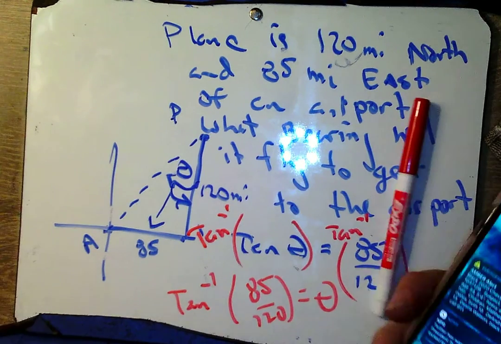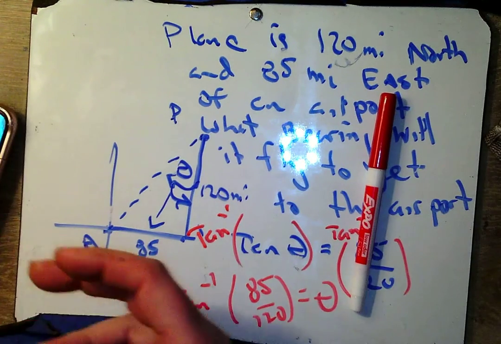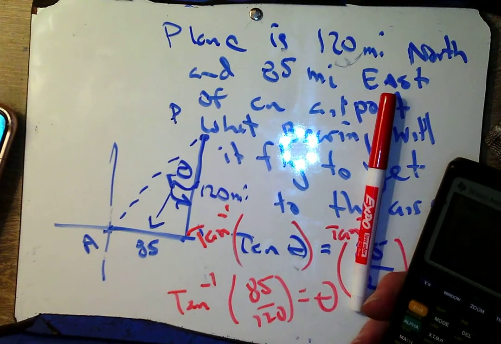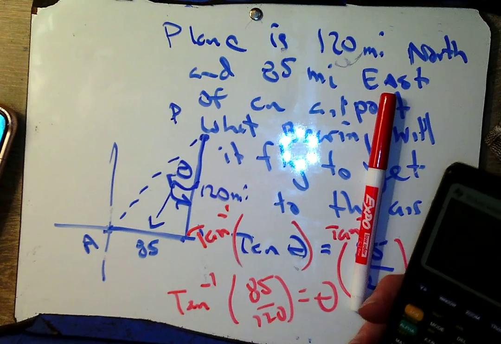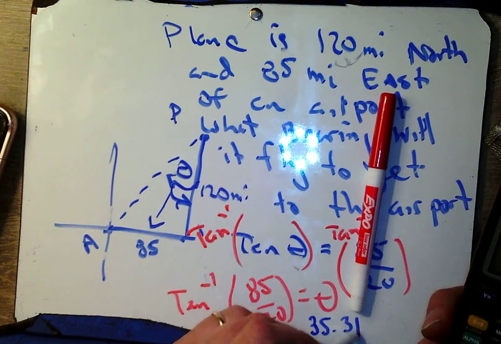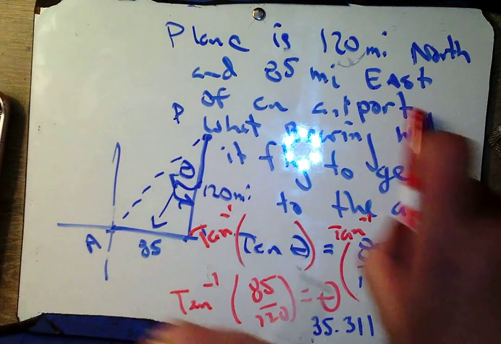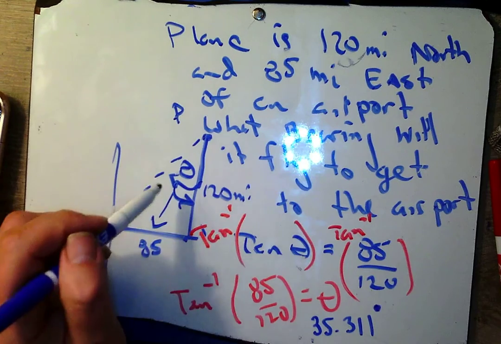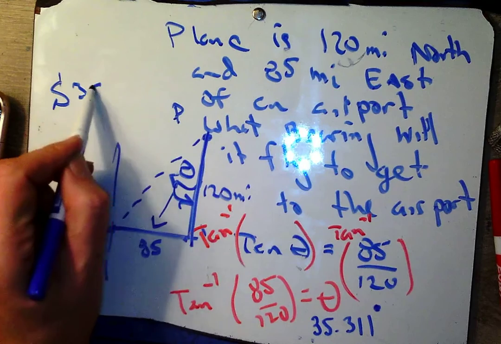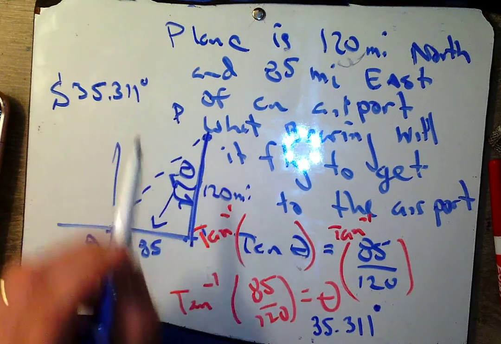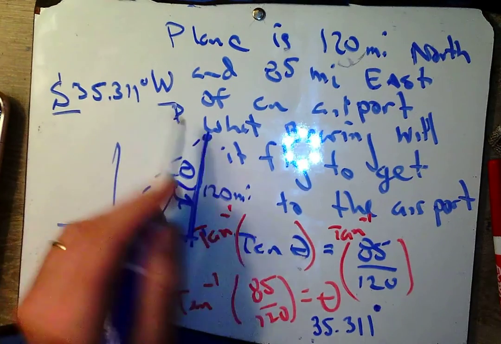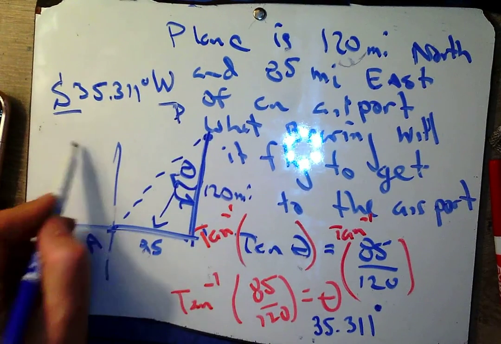Okay, so inverse tangent. No, not my phone. Pull the other rectangular device. Inverse tangent 85 divided by 120. And I get that theta is 35.311. That figures. So my bearing to get home is south 35.311 degrees west, which is not generally what people write. And then I have to mark it wrong, and we're all sad.